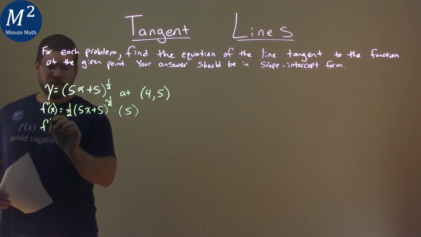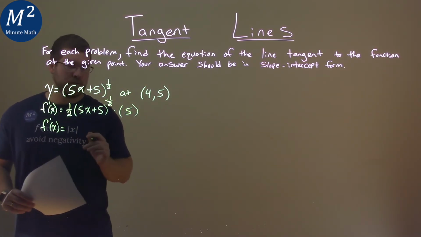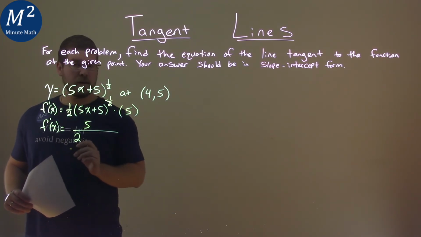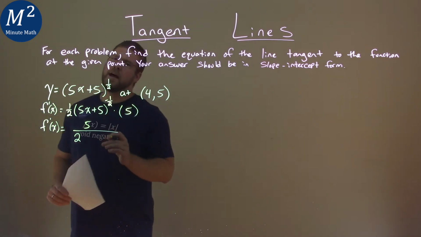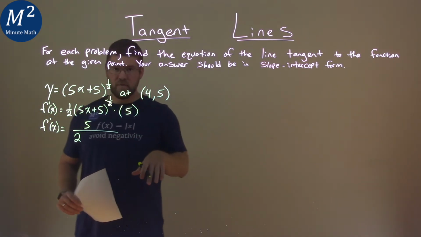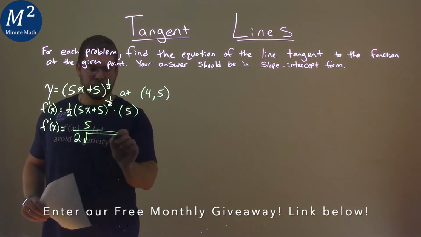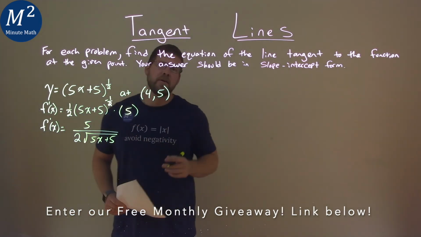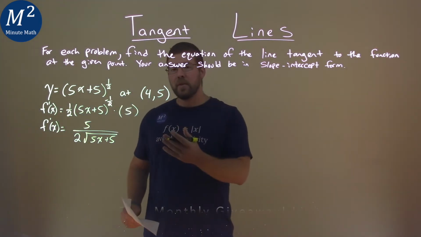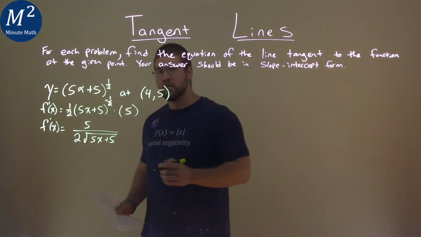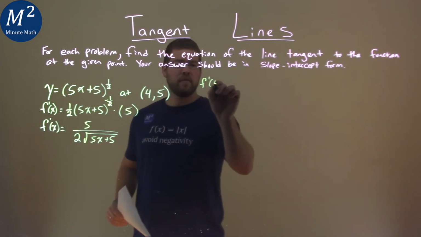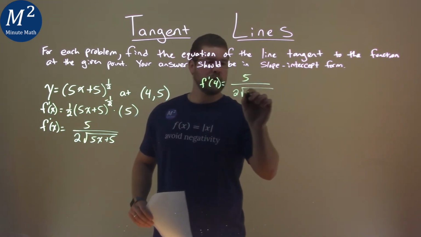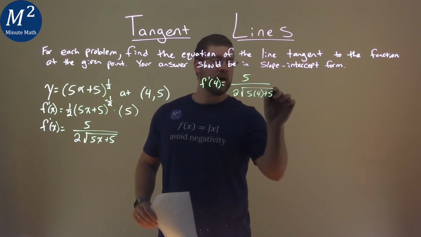From here now we can write this as a fraction. The numerator is just 1 times 5 is a 5. 2 comes down here in the denominator with the 1/2. And a negative 1/2 power can go to the denominator being a positive 1/2 power, which is the same as the square root. So we have the square root of 5x plus 5 here. Now that we have our derivative, we can use this to find the slope of the tangent line at our x value, which is 4. So we have to plug that in, f prime of 4, and we have 5 over 2 times the square root of 5 times 4, plus 5.